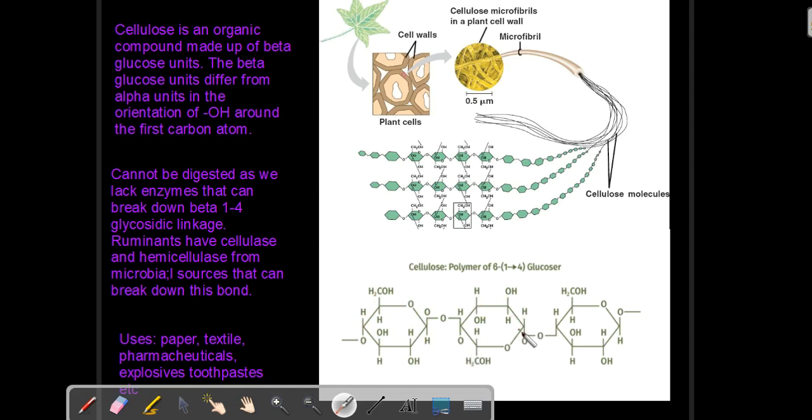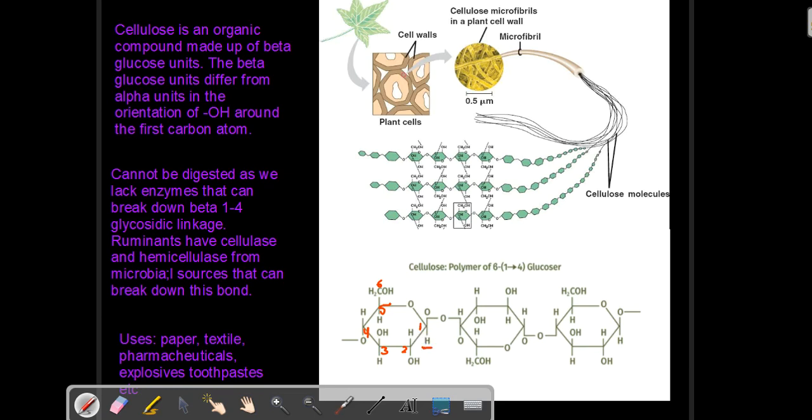Let us have a look at this particular unit here. Yeah, so this is a glucose. Here we have glucose. So this is carbon 1, carbon 2, carbon 3, 4, this is the 5th carbon, and here we have the 6th carbon, right? So we have the 6 carbons here. Now look at carbon position 1, the first carbon.